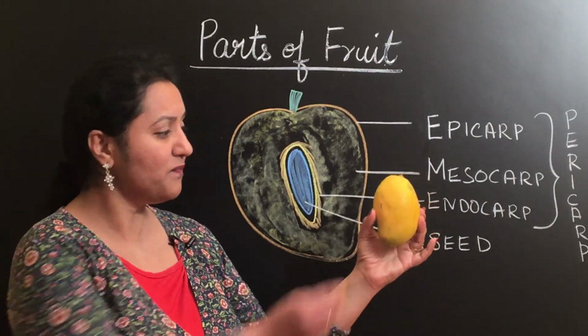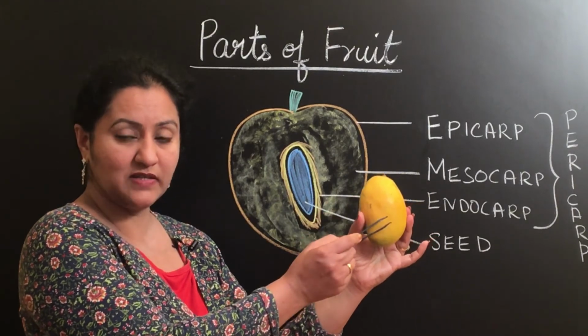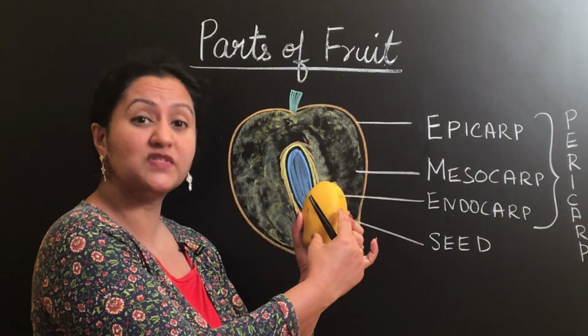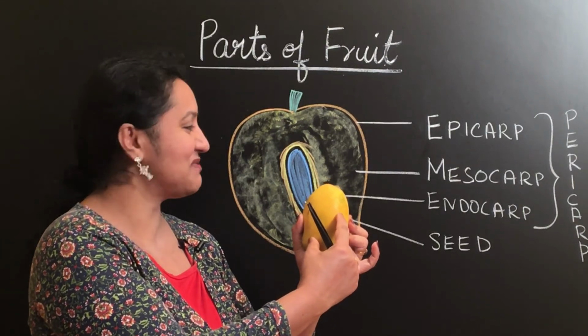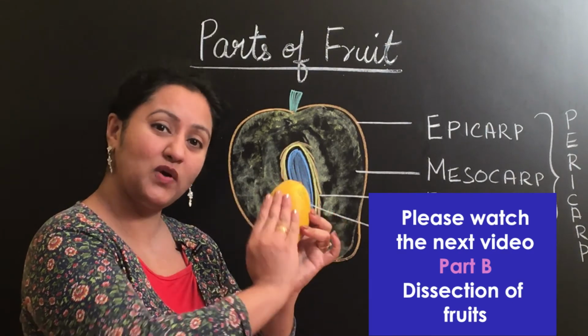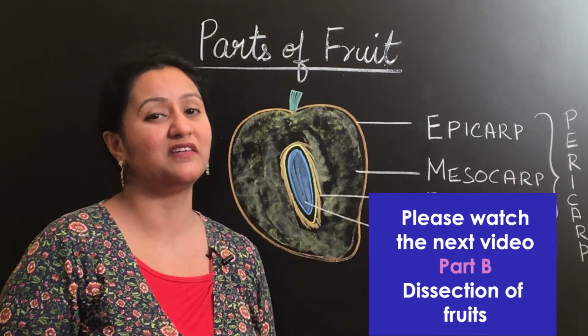If you take a mango, this outside peel that you can see here is the epicarp. The inner orange, fleshy, juicy, sweet part, which is edible, is the mesocarp, and the endocarp is slightly fibrous and leathery. Once you cut open the endocarp, you will be able to find a seed inside.